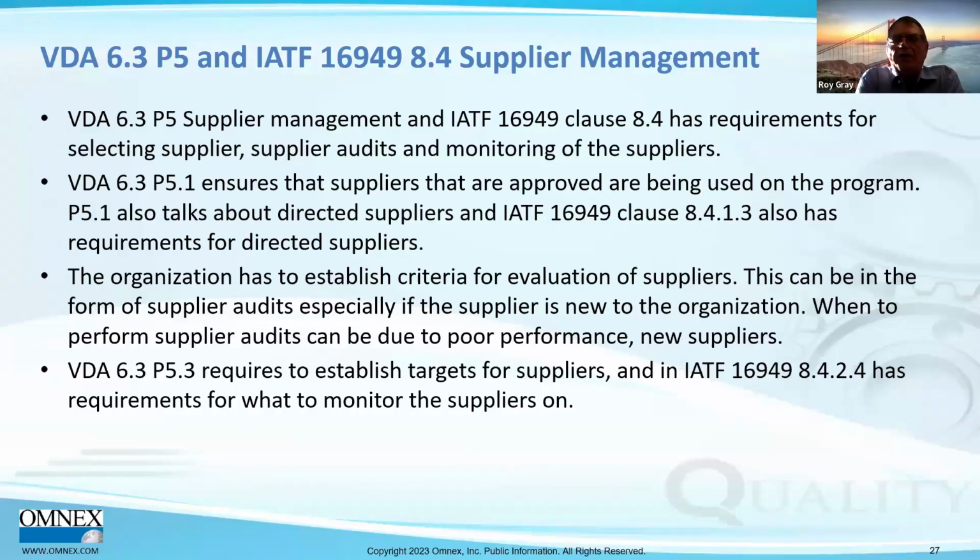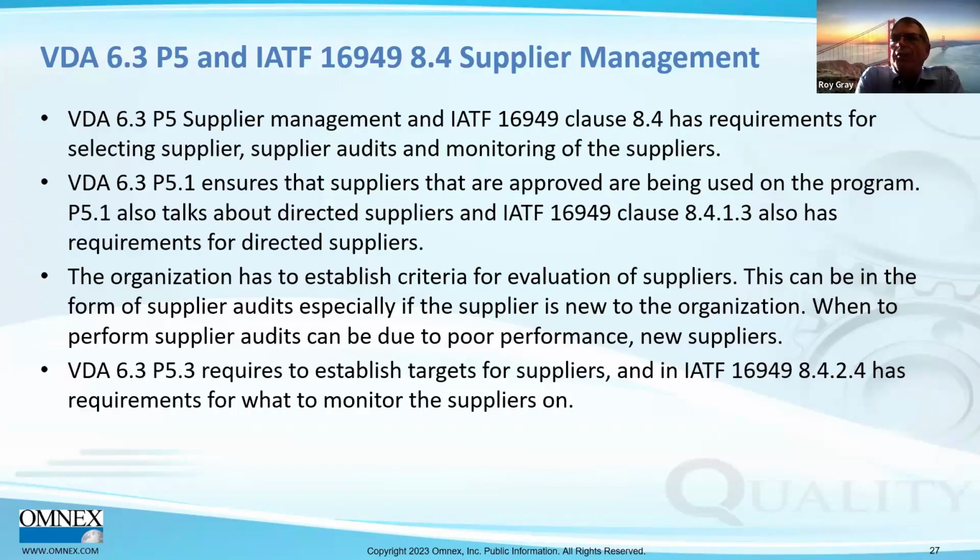And VDA 6.3 P5.1, we're looking for approved suppliers that are on an approved supplier list. But we also talk about directed suppliers. When you're dealing with directed suppliers, you have to come up with an agreement with the customer on who's going to handle the approval of the PPAPs. What about quality issues? If there's a consigned product, who's going to be ordering the product from the suppliers? We need to have all of that documented so that we know what we're doing.